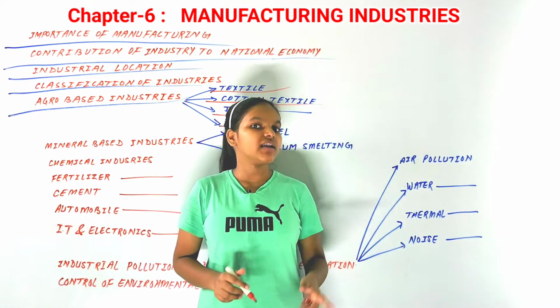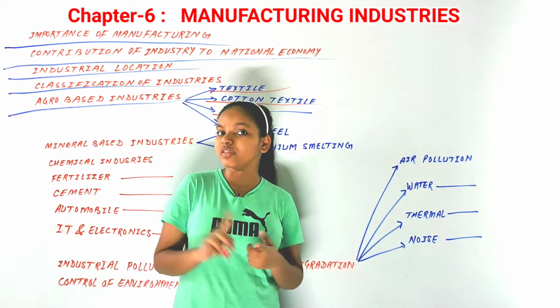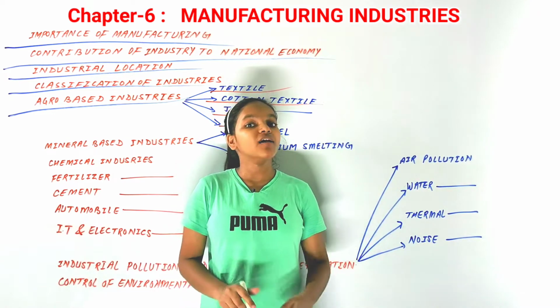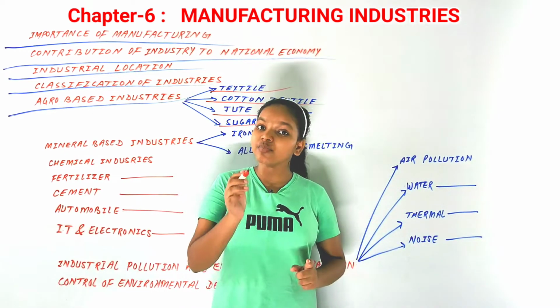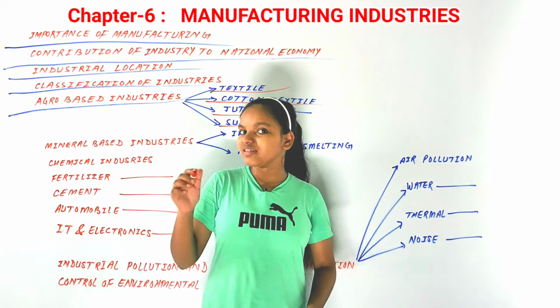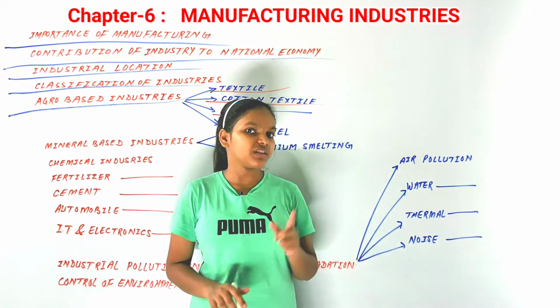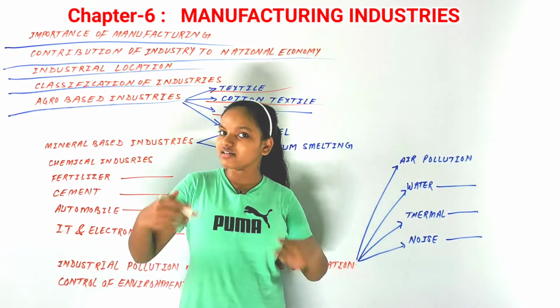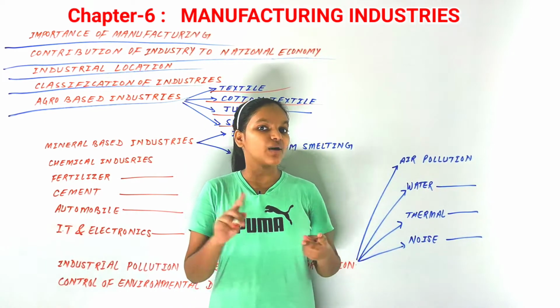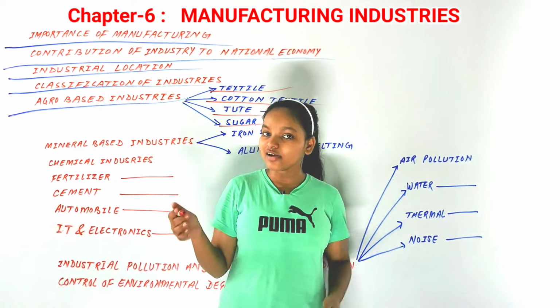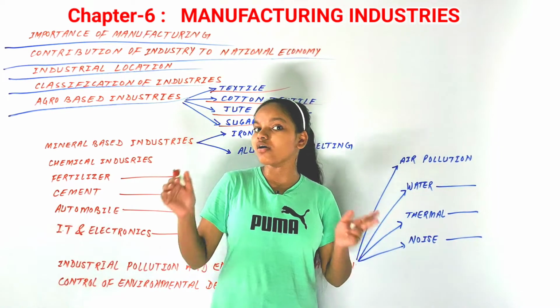Now, the sugar industry is concentrated mainly in Uttar Pradesh and Bihar. Out of the total production of sugar, 60% is contributed by these two regions, Uttar Pradesh and Bihar. There are other states as well, like Maharashtra, Tamil Nadu, and Andhra Pradesh, where sugar industries are located.